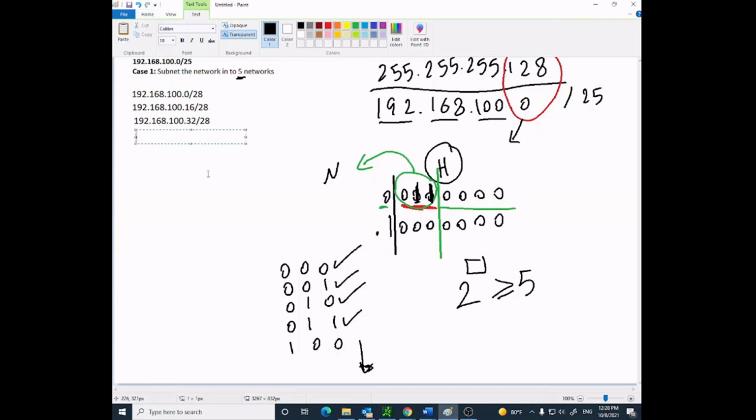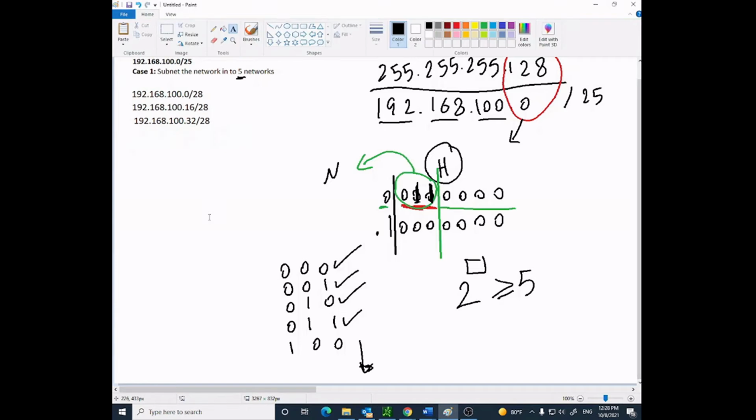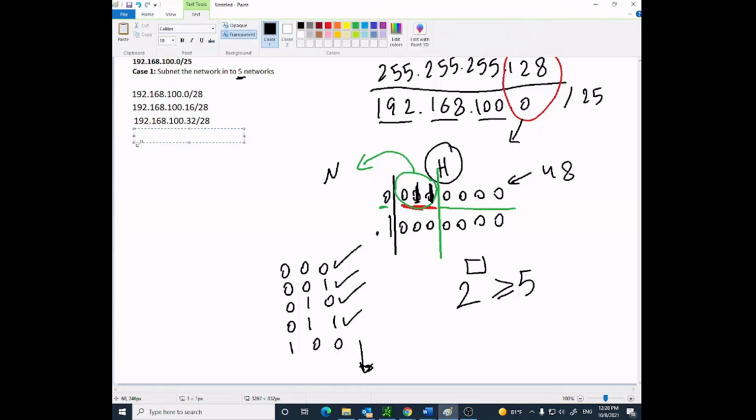Now, if you're just wondering where I'm getting those numbers from, let me explain this. If you look at this IP address and you convert it from binary to decimal, this is going to be 48. Use a calculator and you should get 48. So let's go back here. I'm going to have 192, 168, 100, and then 48 backslash 28.